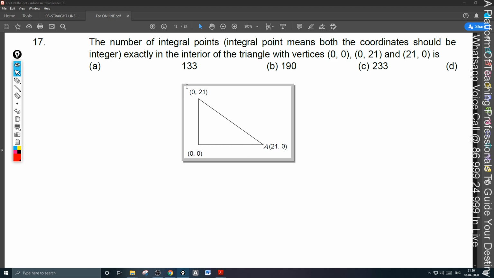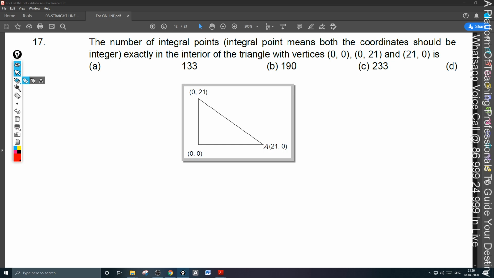The number of integral points. Integral point means both the coordinates should be integers, exactly in the interior of the triangle with vertices 0, 0; 0, 21; and 21, 0. The triangle also is given here. Then how many integral points will be there inside the triangle?